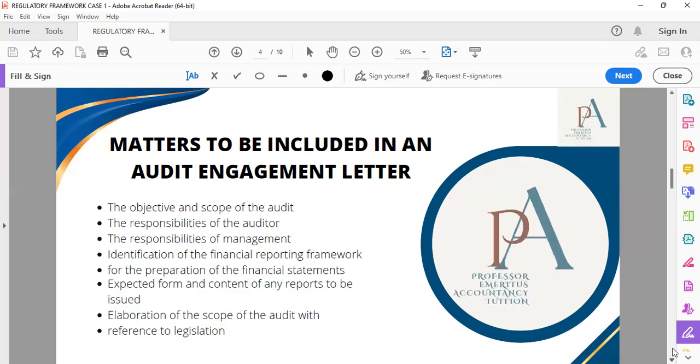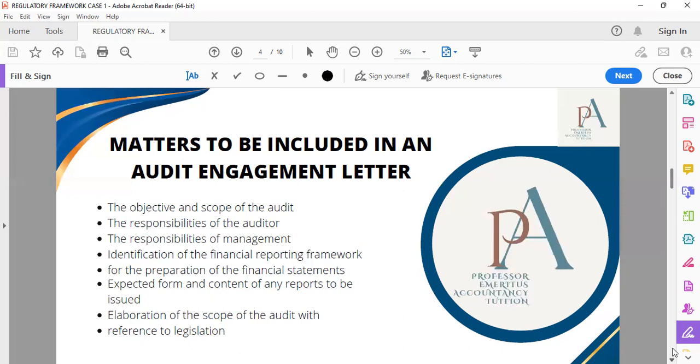The list of the things that I've stated here are not exhaustive, but they are enough. If you were asked to list the matters to be included in an audit engagement letter, and they put 6 marks, that means you should state like 12 points. If they put 3 marks, you should state like 6 points. So that might be like half a mark per point, per item to be included in an engagement letter that you have listed. As we proceed, we'll be looking at current and permanent audit file.